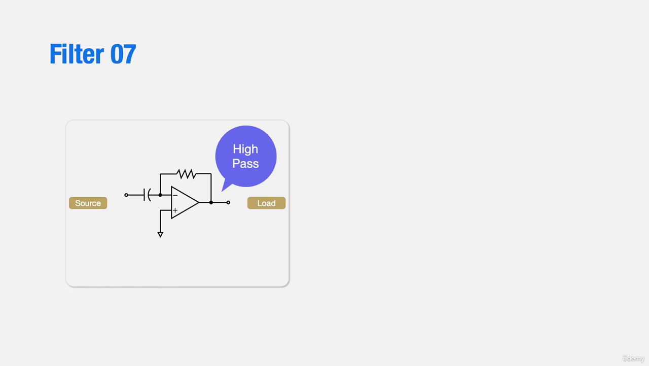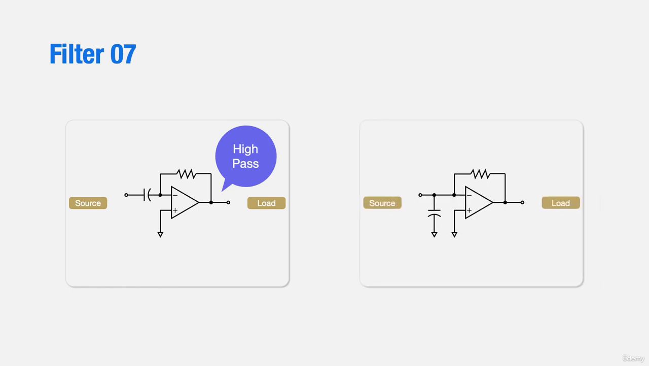This capacitor is also referred to as an AC coupling capacitor or a DC block. It allows high-frequency signals to pass through while blocking low-frequency signals from entering the amplifier input. Moving on to the circuit on the right, a capacitor shunt to ground is added at the amplifier input.